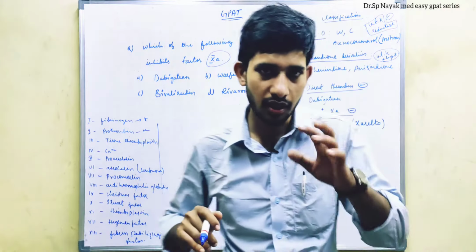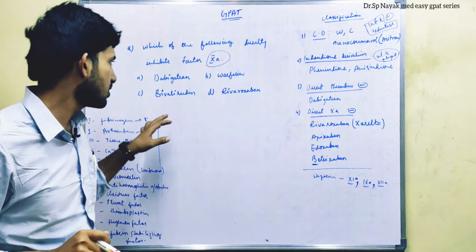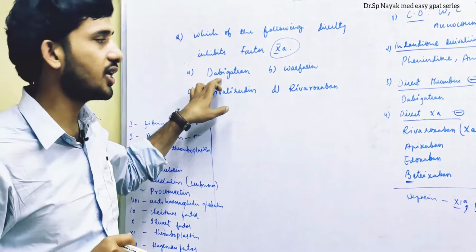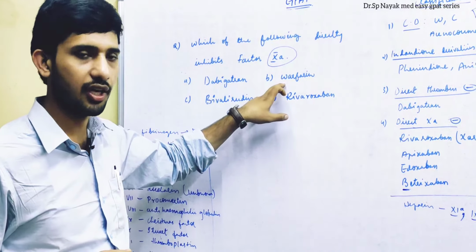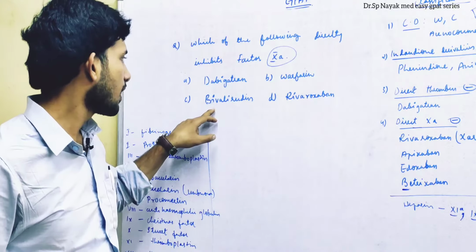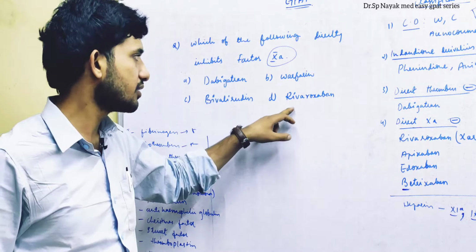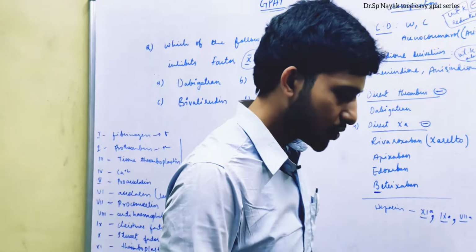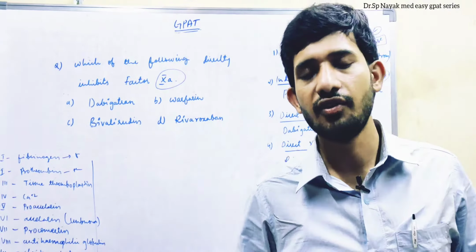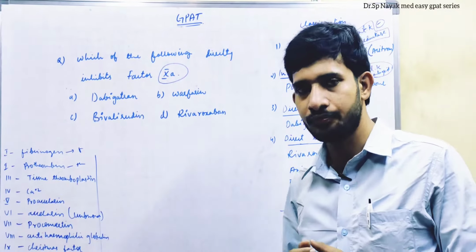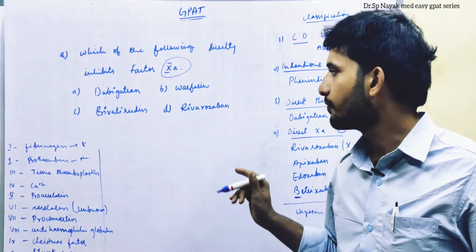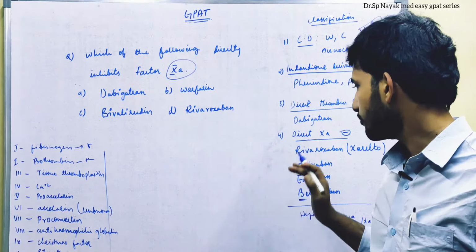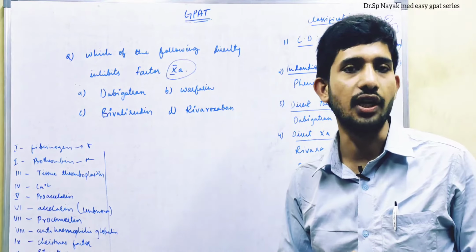Let me read the options for the question. The first option is dabigatran, which is an anticoagulant drug. Option B is warfarin. Option C is bivalirudin, and D is rivaroxaban. So these are four different anticoagulants. Usually these four anticoagulants have different mechanisms on different clotting factors. Before solving the question, let me tell you the classification of anticoagulants.